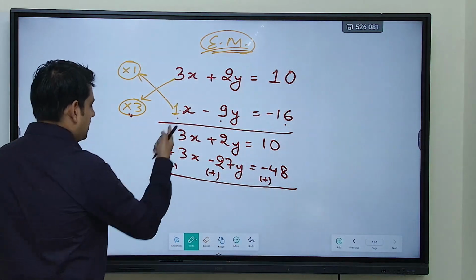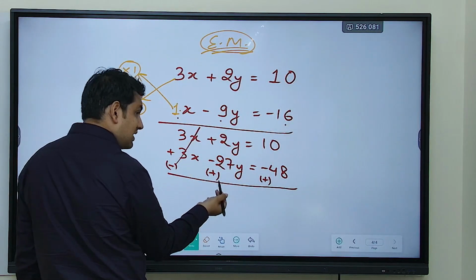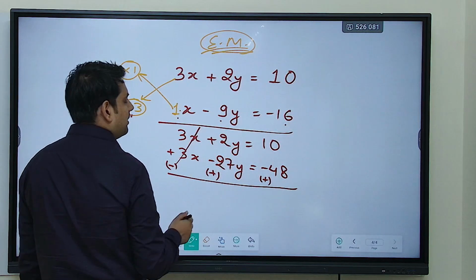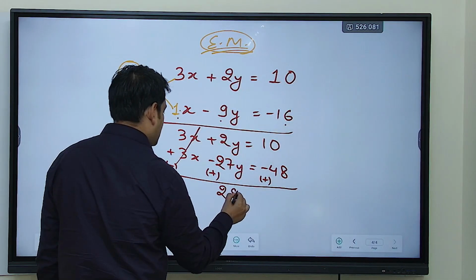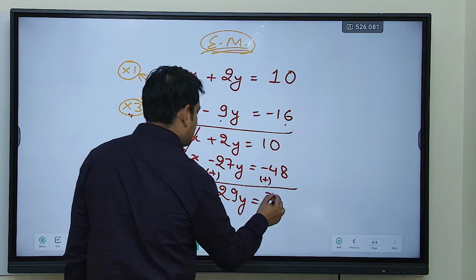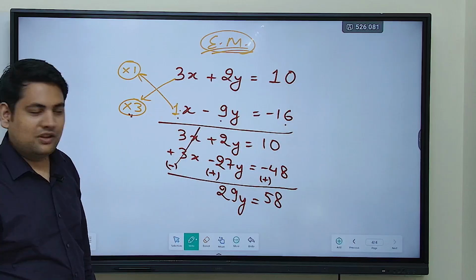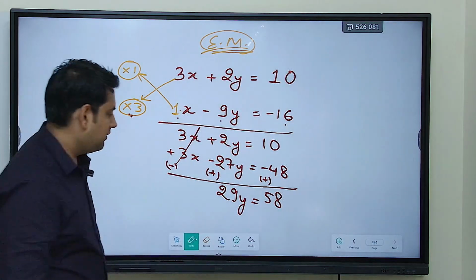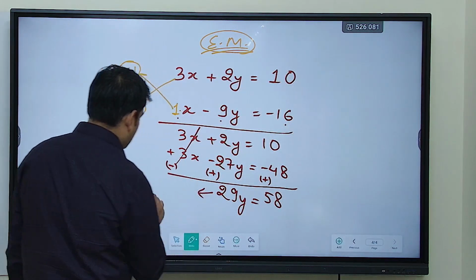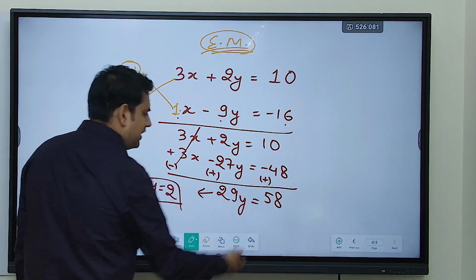So what you get? 3x minus 3x, you can cancel this out. 2x plus 27y, what you get? 29y is equal to 10 plus 48. 10 plus 48 is what? 58. Understood? 29y is equal to 58. This means what? y is equal to, correct, 29 2s are 58.